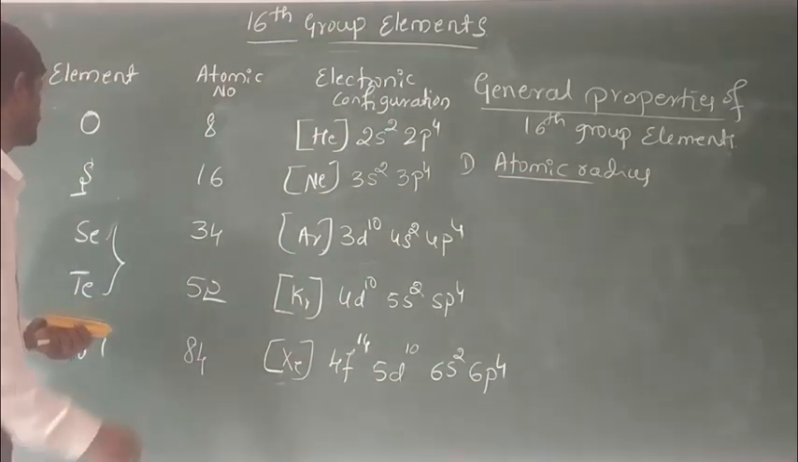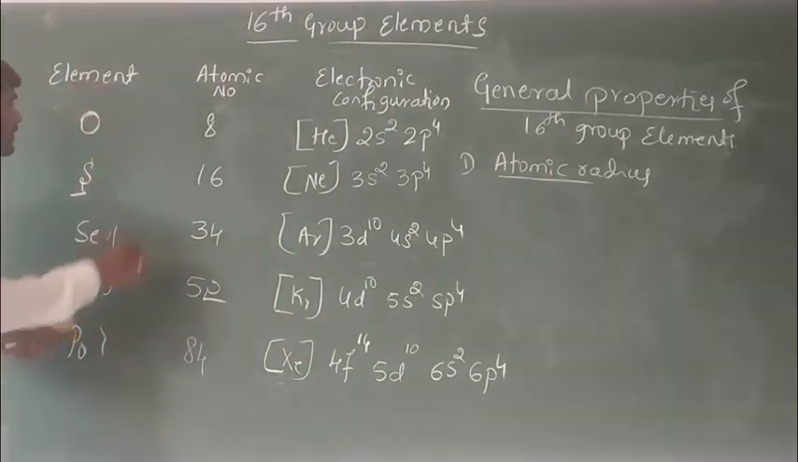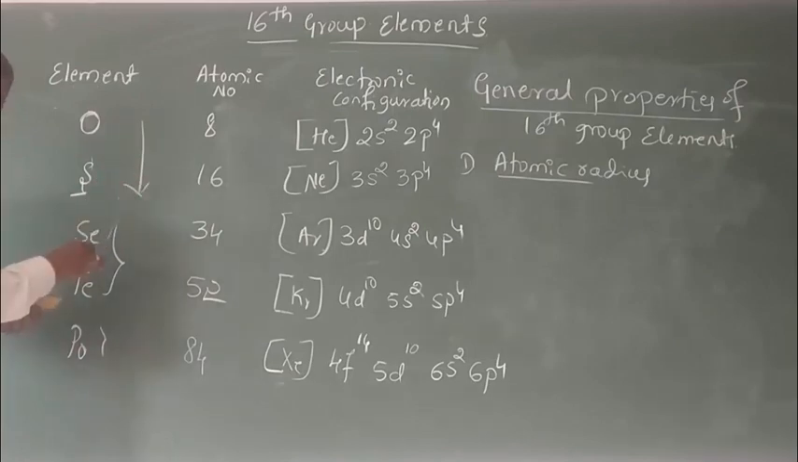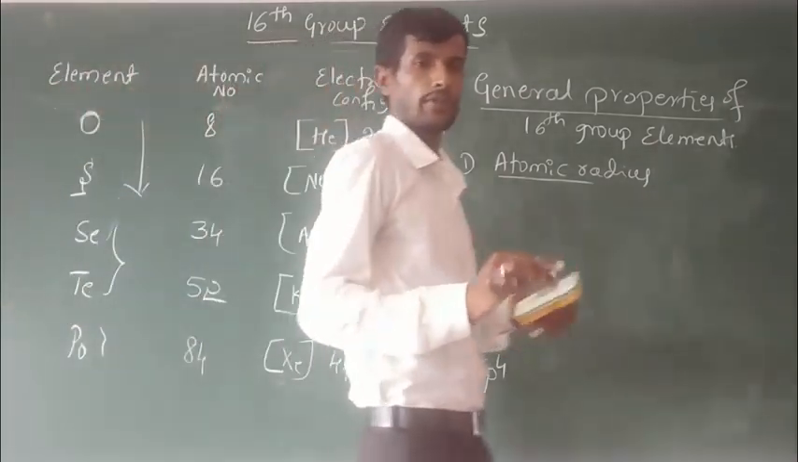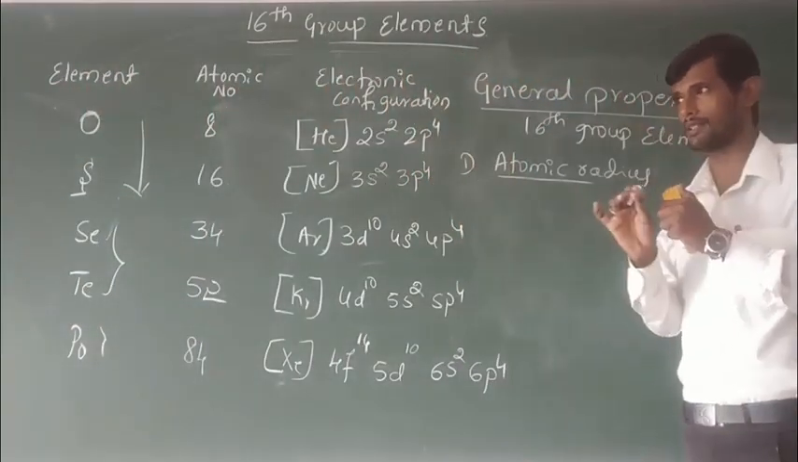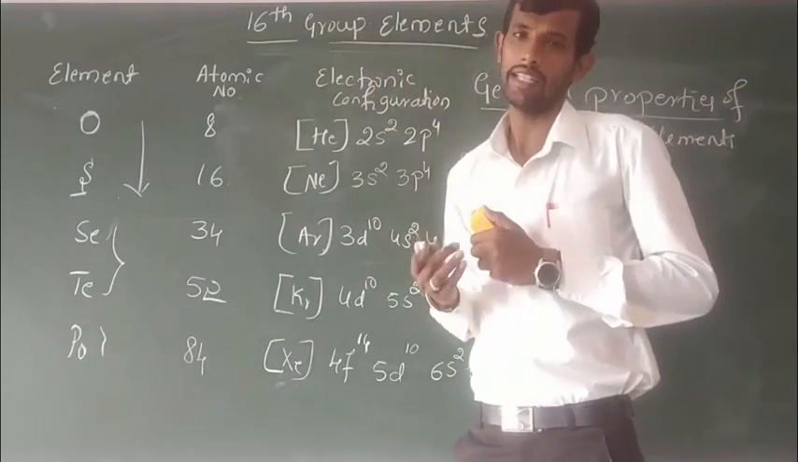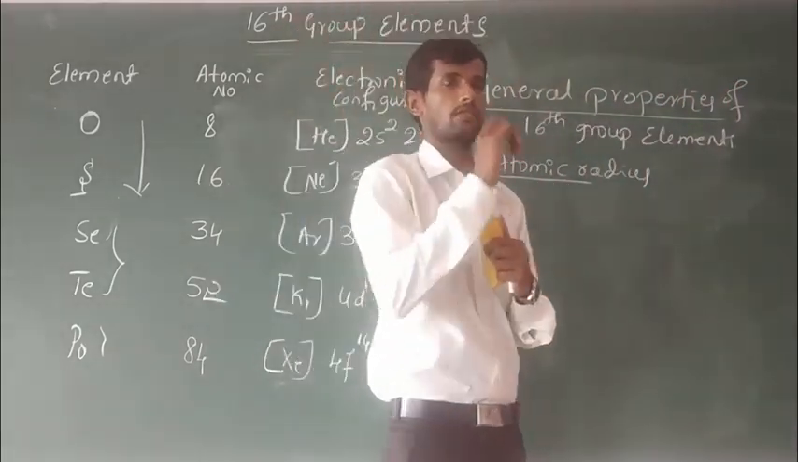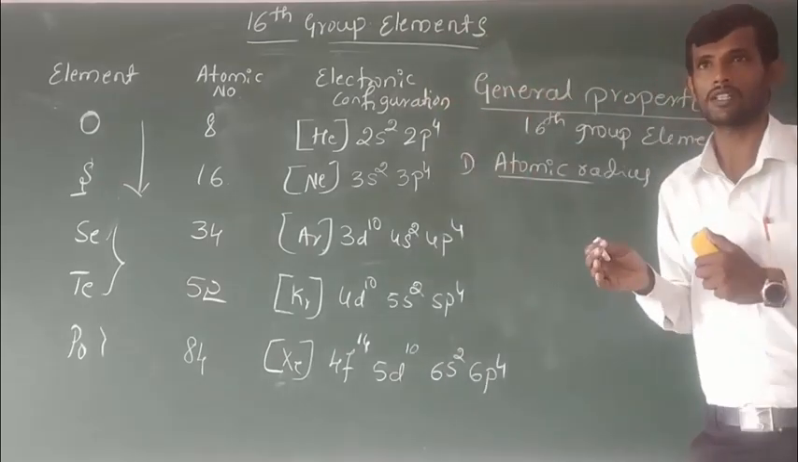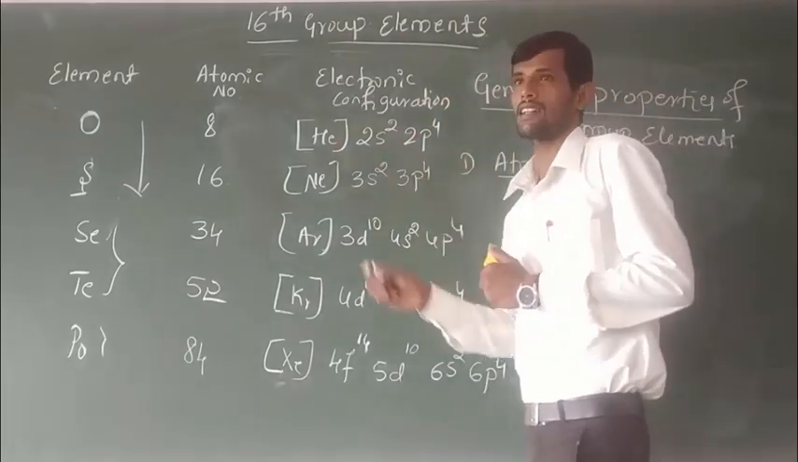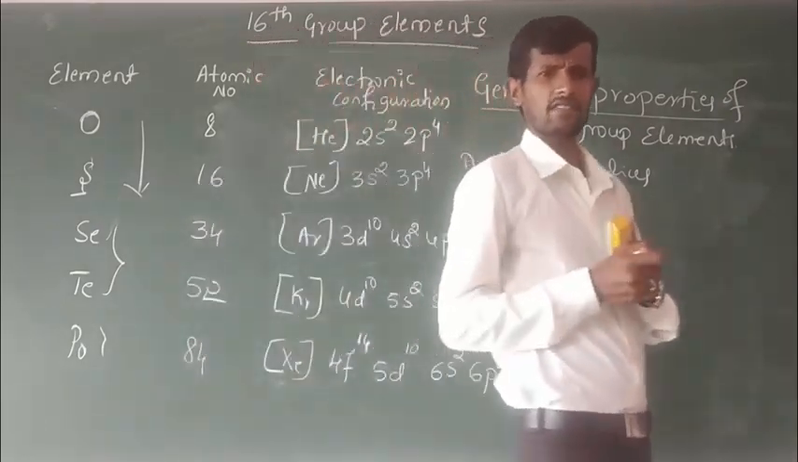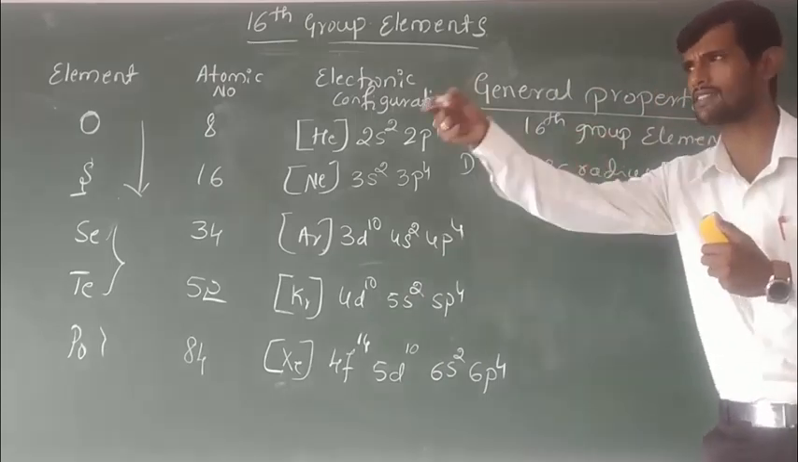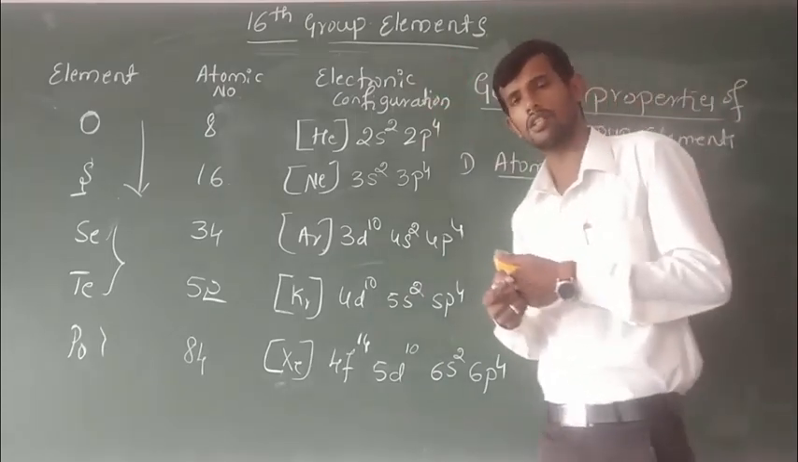Students, see here. If we move down the group, what happens to the atomic number? Atomic number increases. Due to the increase in the atomic number, the number of shells also increases. Yes. It indicates the distance between the nucleus and the outermost electron also increases.